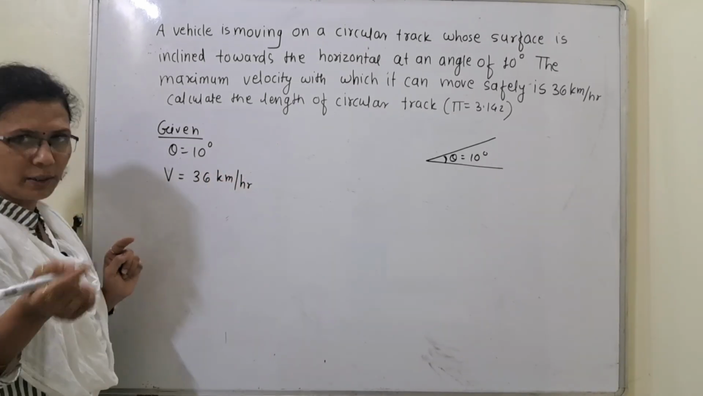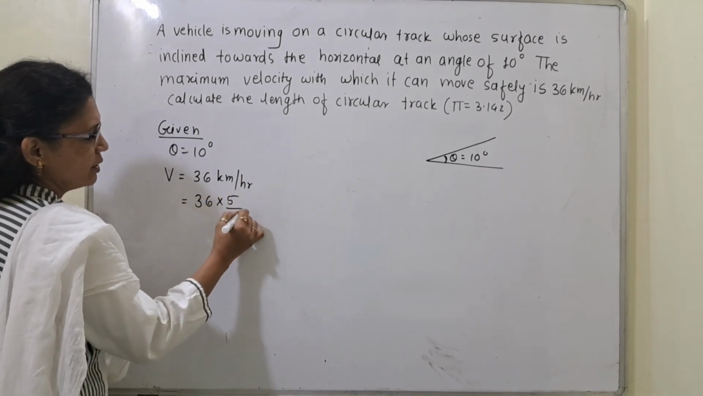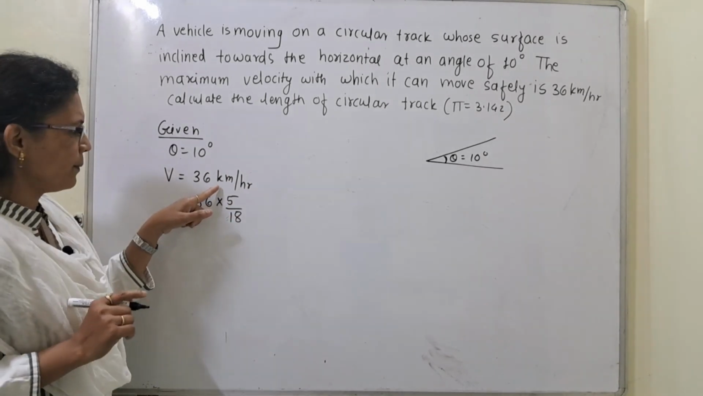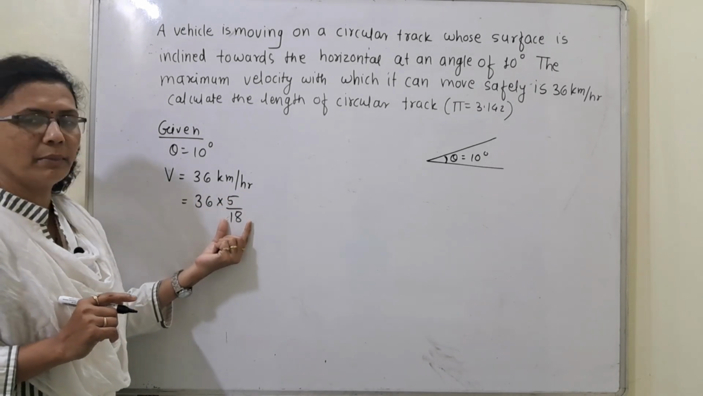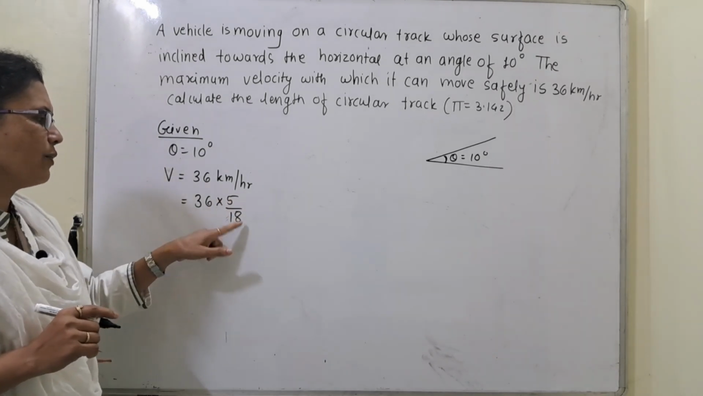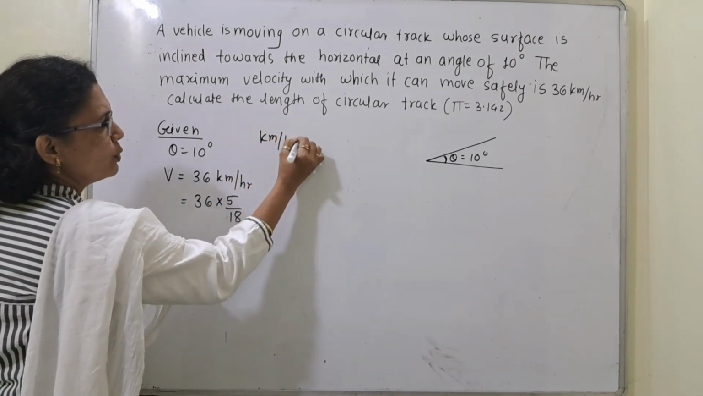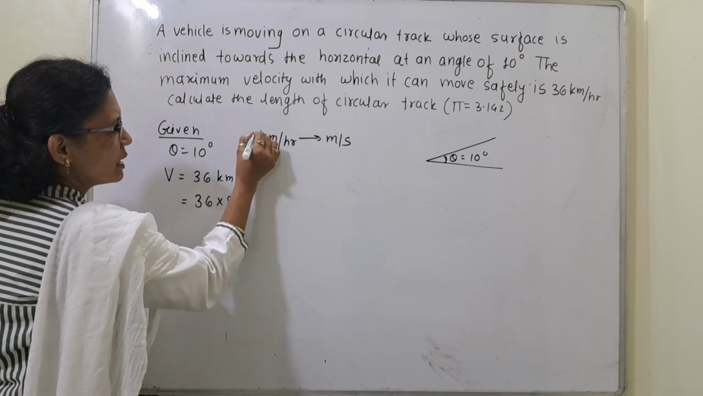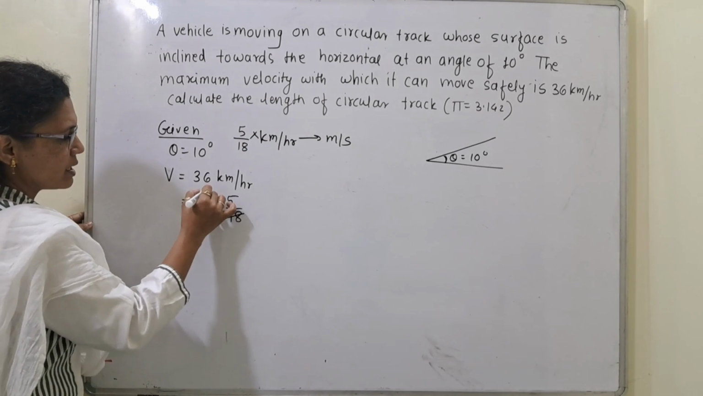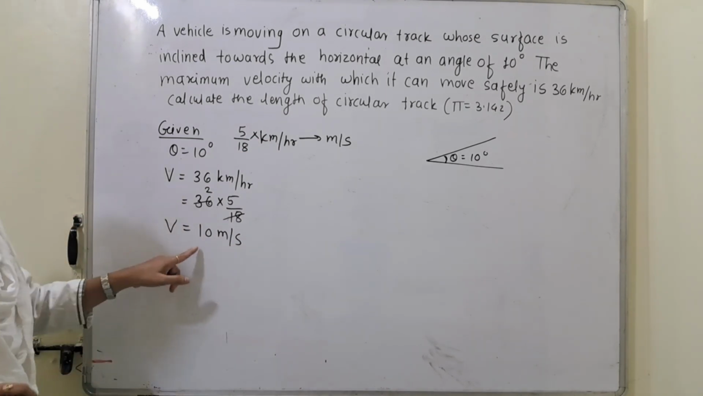We have to convert it into meter per second. For that, what will we do? We will multiply this by 5 by 18. You know this conversion factor. Kilometer into meter we get by multiplying by 1000, and hour gets converted into second by multiplying by 3600. So if we divide, we get the constant factor 5 by 18. So if you want to convert kilometer per hour to meter per second, you multiply by 5 by 18. So the value is 36 times 5 by 18, that is 10 meter per second. So velocity is given as 10 meter per second.